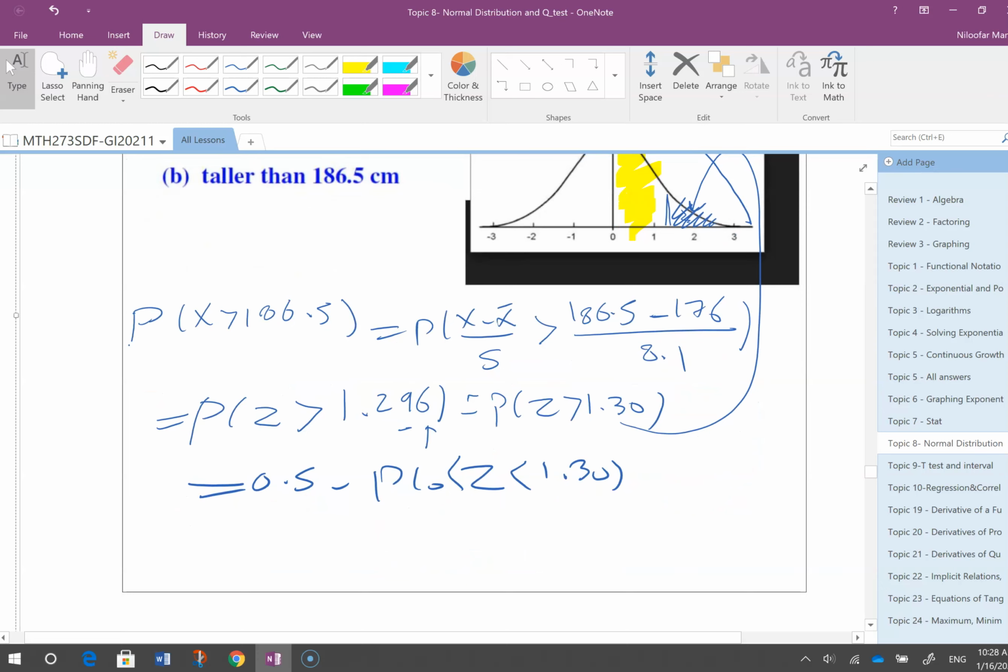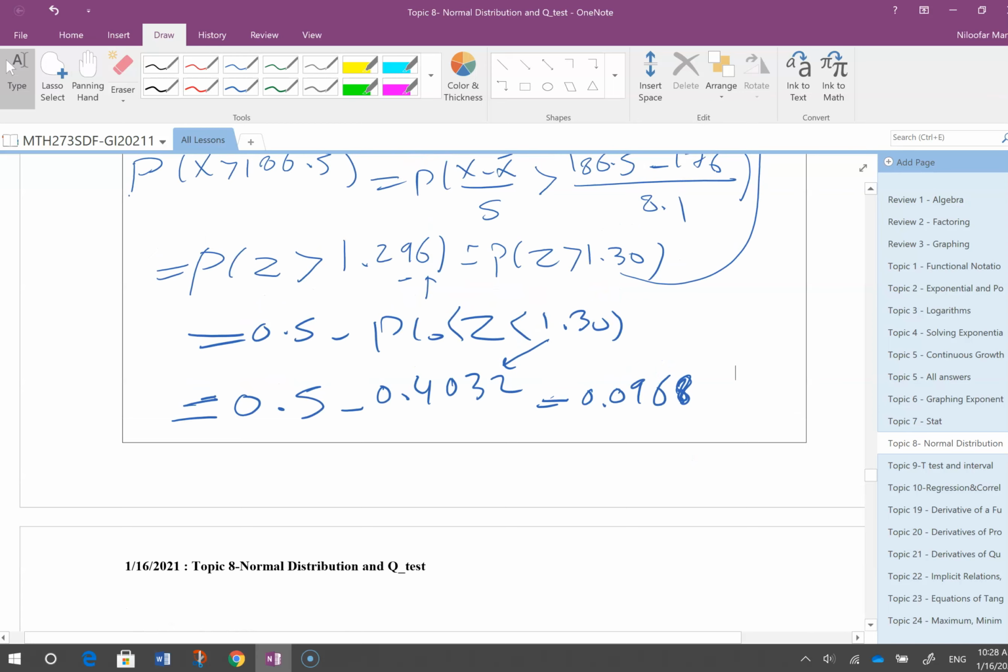What is the answer for this? Okay, so the answer for this is half minus 0.4032. When I go to the table, I find the answer, which is 0.0968.